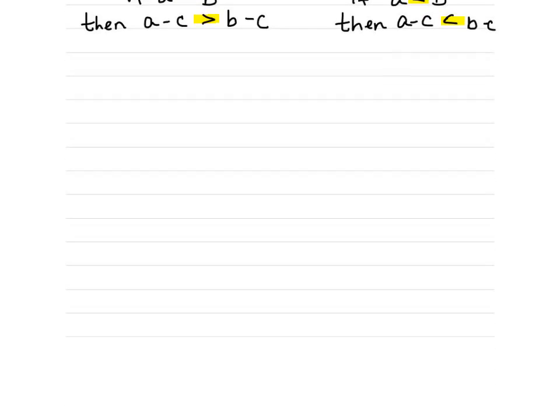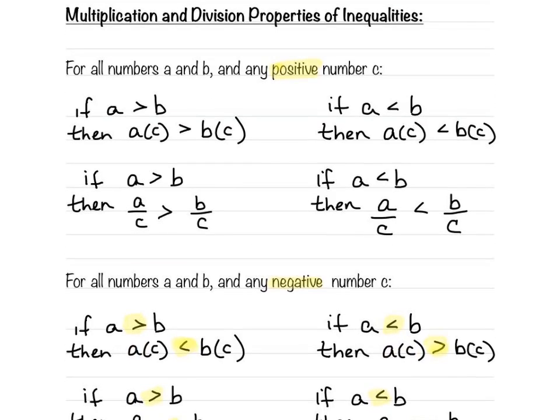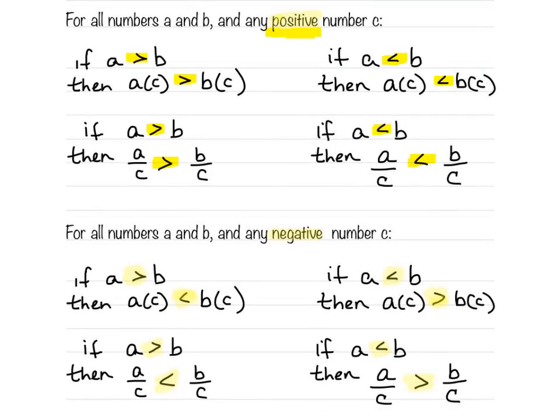That's not the case, however, with multiplication and division. Let's look at multiplying and dividing an inequality. When you have a positive number C, when it's a positive number that you're multiplying or dividing both sides by, then yes, the inequalities remain true. However, when you are multiplying or dividing both sides of an inequality by a negative number, then notice what happens to your inequality. Your inequality must be reversed.